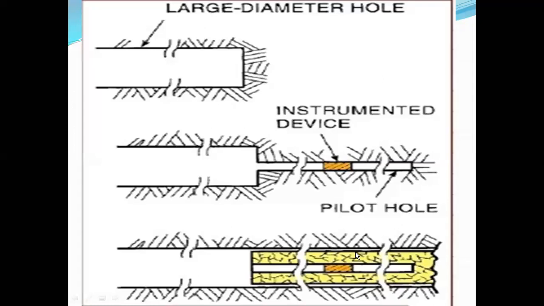These are the different activities that we will be carrying out in order to measure the in-situ stress. This is also known as the overcoring technique or stress relief method. In this case, first a hole of larger diameter, which is of NX size, is made. Second, a pilot hole is drilled into this. Next, the deformation gauge that we will be using is placed into the pilot hole.